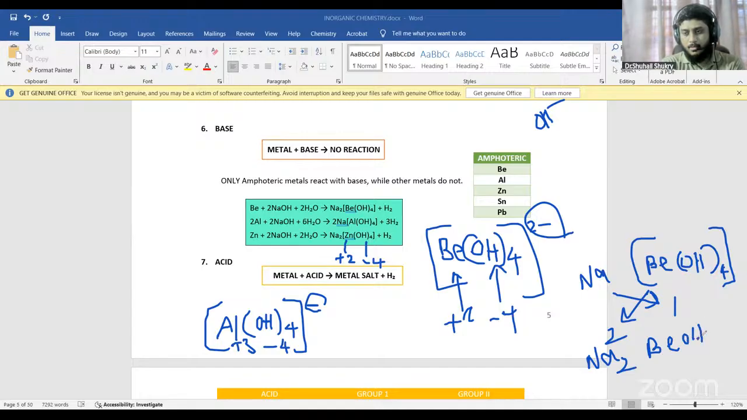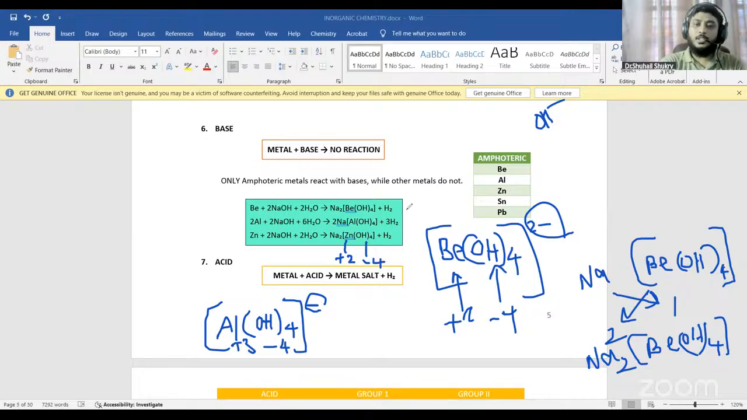BeOH4. So that's why you have written it like this. Can you understand how to write sodium berylate, sodium aluminate, sodium zincate?